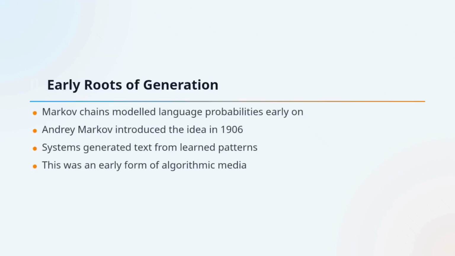The roots of generative AI go back much earlier than modern chatbots. In 1906, Andrei Markov introduced the Markov chain, a mathematical idea used to model probability patterns in sequences such as language. When trained on text, a Markov chain can generate new text based on likely next steps. It was much simpler than modern AI, but it introduced the key idea of generating output from learned patterns.